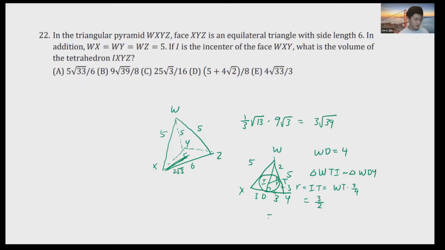And so from here, we can calculate ID over WD to be 3/2 over 4, and that's 3/8. And so to find the volume of tetrahedron IXYZ, we can use the ratio of the smaller tetrahedron to the larger tetrahedron volume, which is going to be ID over WD. My bad. So we're going to find this final volume to be 3/8 times the volume of WXYZ, which is 3 root 39. And that gives us a final answer of 9 root 39 over 8. And that is our final answer.